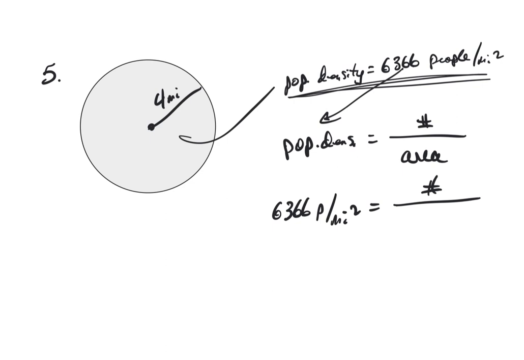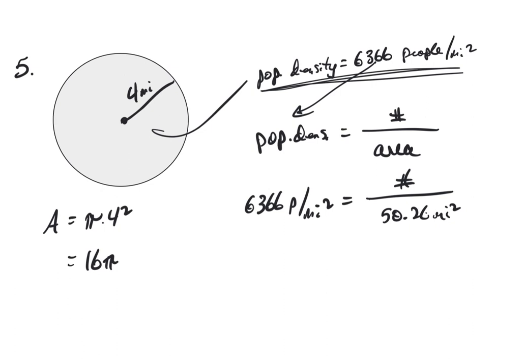But we can calculate the area because it's a circular region, and the area of a circle is pi times the radius squared, so that would be 16 pi. All right, or if you want it as a decimal, about 50.26 square miles.